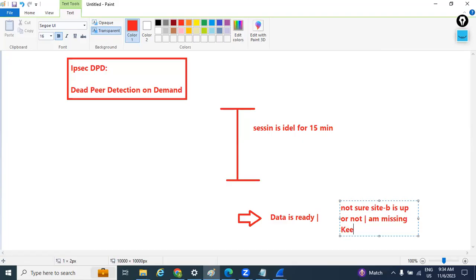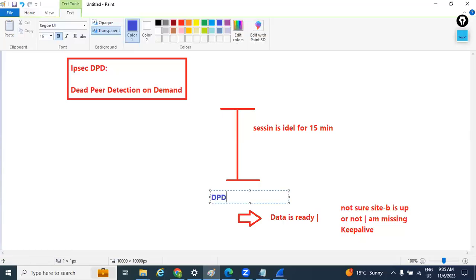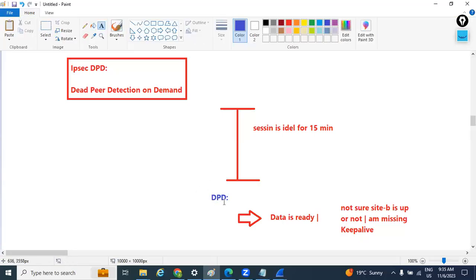Right now, I'm missing the keep alive. So I have a solution. The solution is DPD, on demand. DPD means what? Before sending the data.